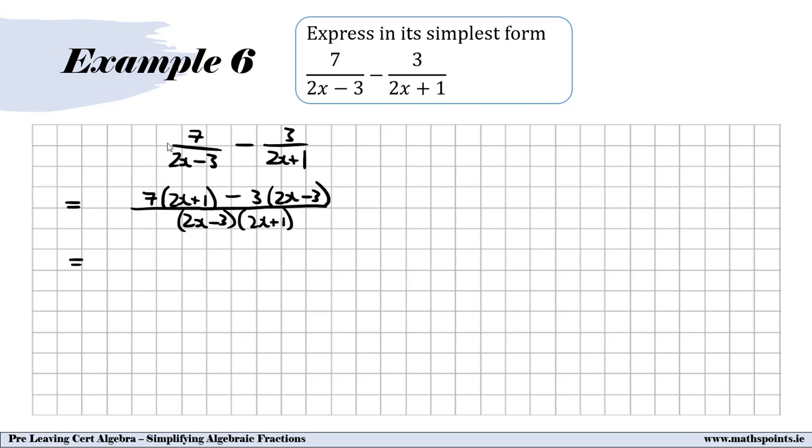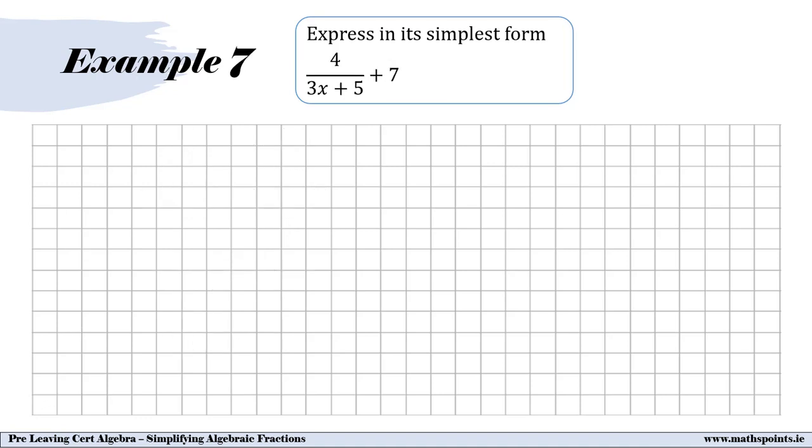So multiplying out the top, I have 7 on 2x is 14x, 7 times 1 is 7, minus 3 by 2x is minus 6x, and minus 3 times minus 3 is plus 9, and that's all over 2x minus 3 on 2x plus 1. And again, we simplify the top, but we don't multiply out the common denominator. 14x minus 6x is 8x, plus 7 plus 9 is plus 16, and that's all over 2x minus 3 on 2x plus 1.